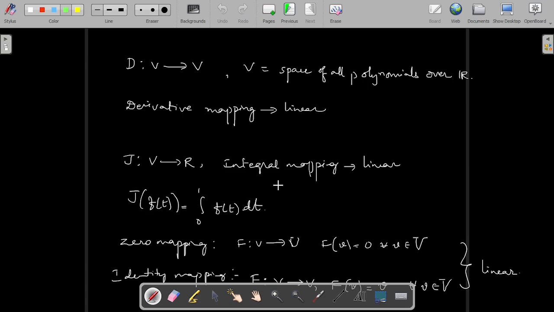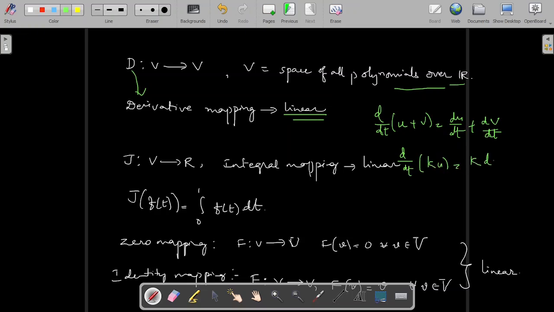And one more fact to remember is, suppose you have V, the vector space of all polynomials over the field of reals, and you have a mapping D from V to V, which is the derivative mapping. It is always a linear mapping, because d by dt of (u plus v) is du by dt plus dv by dt, okay, and d by dt of k into u equals k into du by dt. So it preserves both vector addition and scalar multiplication properties of vector spaces. Hence, derivative mapping from space of polynomials to space of polynomials is always linear.